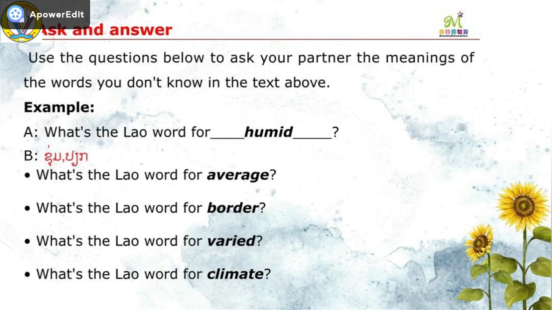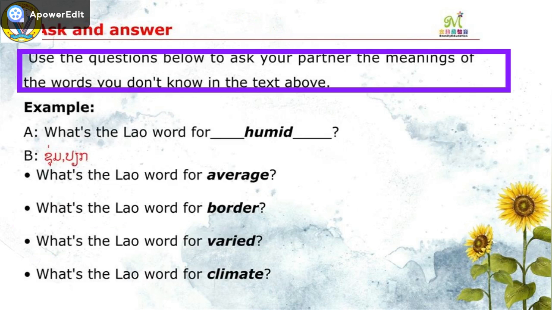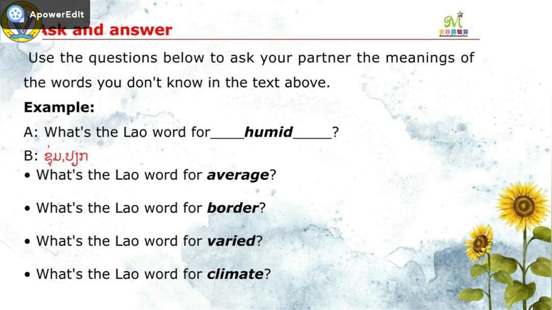Well, next we will do the exercise. Use the question below to ask your partner the meanings of the words you don't know in the text above. Example A. What's the Lao word for humid?